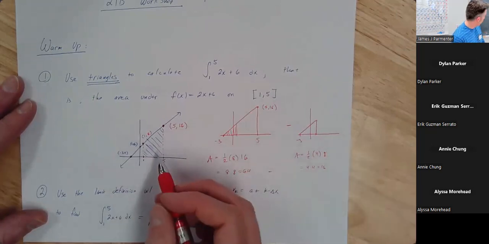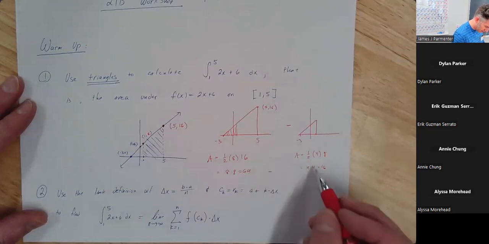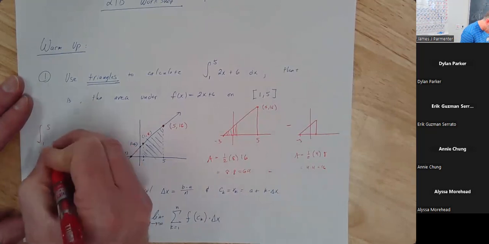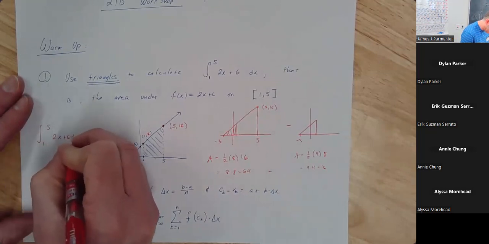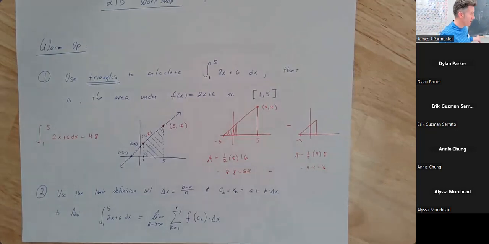So the area of this parallelogram, or the area under this curve from 1 to 5, is going to be 64 minus 16, which is 48. So this integral from 1 to 5 of 2x plus 6 dx is definitely equal to 48. One way we can find the area.